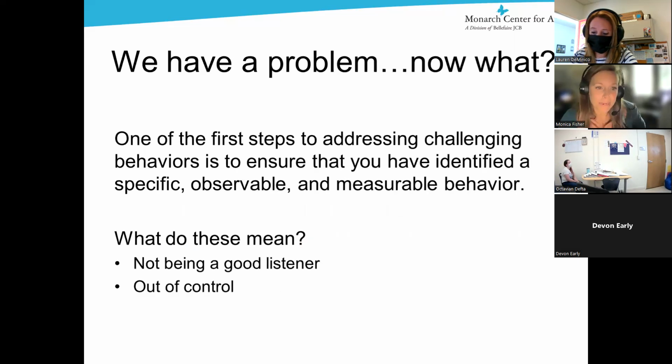So we have a problem. Now what? One of the first things you want to do is identify the specific observable and measurable behavior. Sometimes when we're talking with teams, they might say, well, they're just not doing their work, or they're not being a good listener, or they're just out of control. Those aren't good descriptions. To someone else, you might be able to picture what that means, but we want to know the exact things that the student is doing. So what is the specific observable and measurable behavior? What is that thing that they're doing, in order to figure out how we're going to address it?